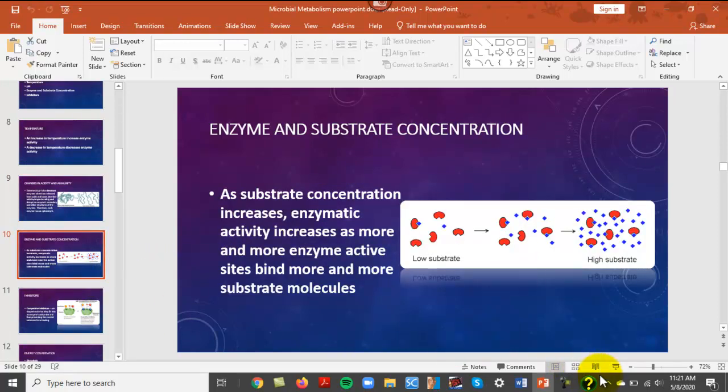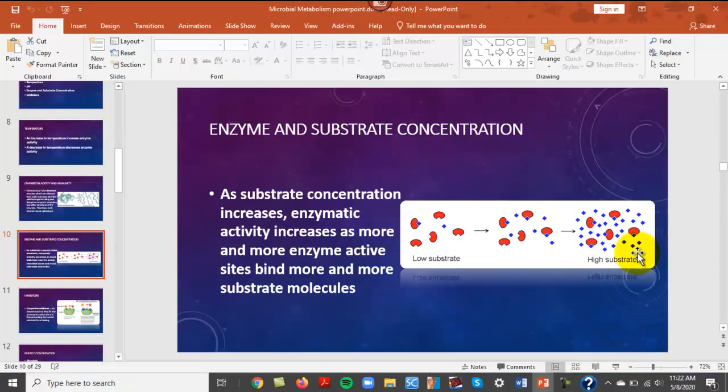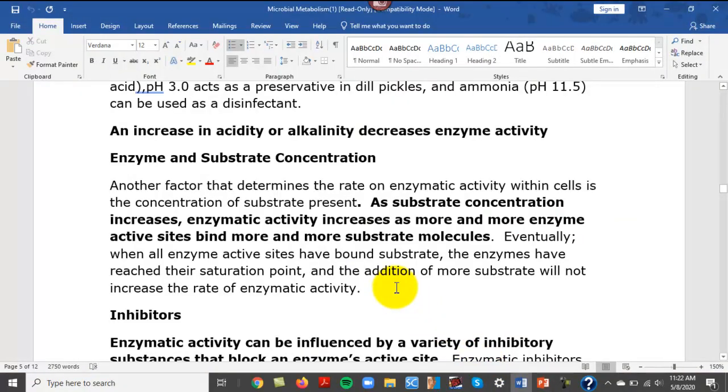I actually do have an example for this. Here are substrates, which are the blue and the red. See, the shapes are supposed to represent enzymes. Low substrate level, you're going to have less enzyme activity. Obviously, see all the ones that are not bound to anything? Here you have a moderate amount. Here you have a high amount. If you increase the substrate available, you're going to have more enzyme activity. So that is also something that affects how enzymes work.